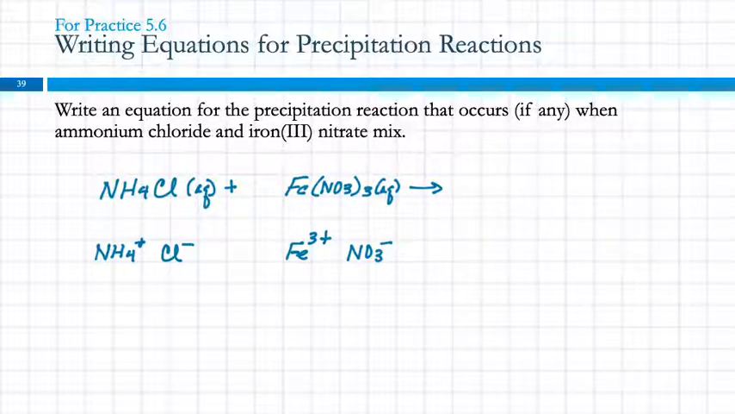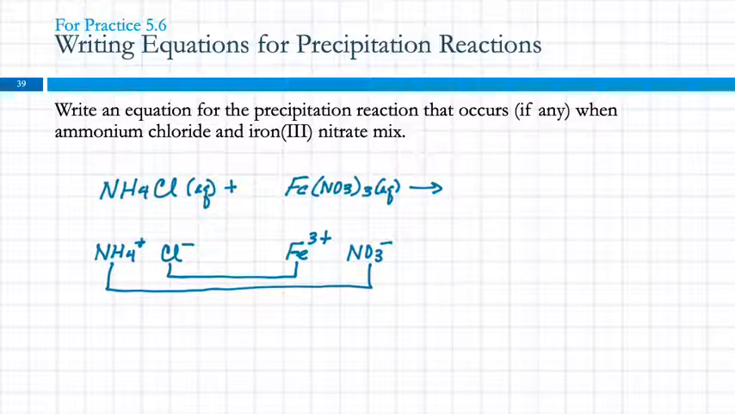Now I'm going to swap the partners and see if anybody hits it off, right? So ammonium came in with chloride. I'm going to see how he does with nitrate. And iron came with nitrate. I'm going to see how he and chloride get along.